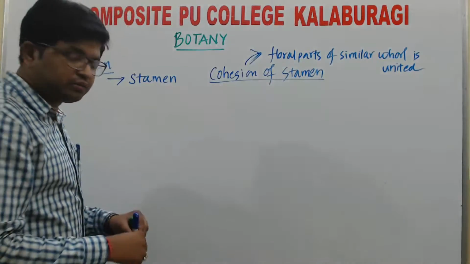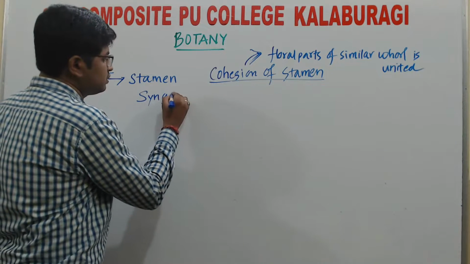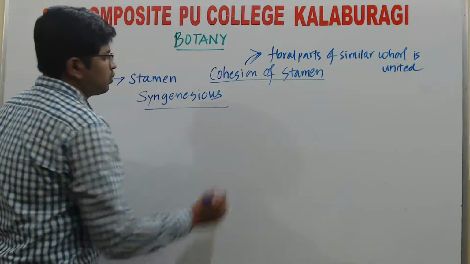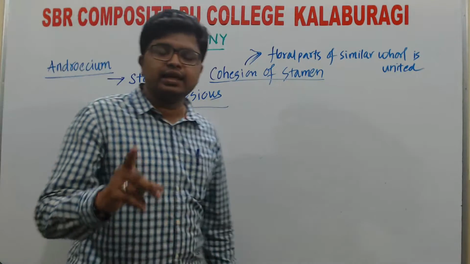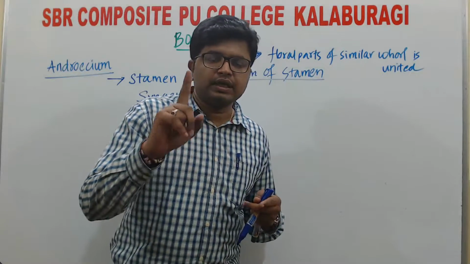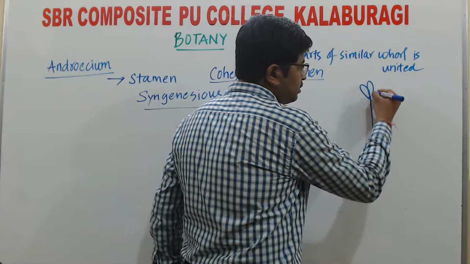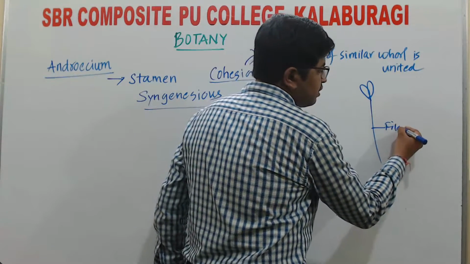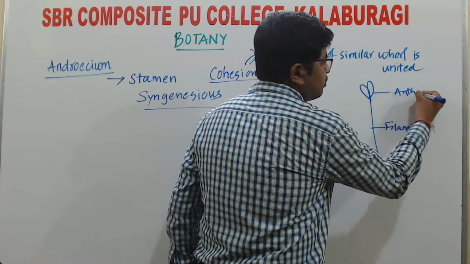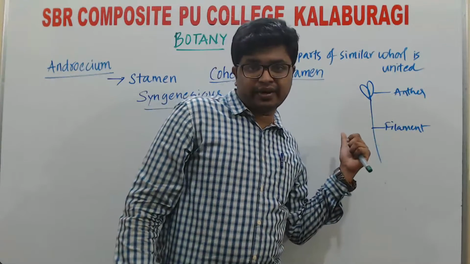Now there is one more term, syngenesious condition. What is the meaning of syngenesious condition? I said adelphy is when the filaments are united. You have a stamen, and in the stamen you have a bilobed anther, and this is a filament. This is anther. Now, when the filament shows fusion, we said adelphy.